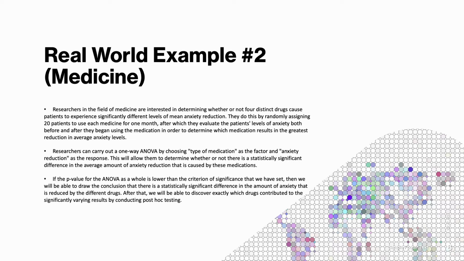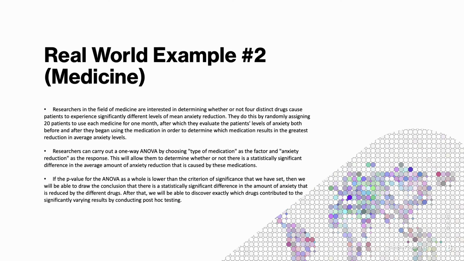When doing a one-way Anova, researchers should select kind of drug as the factor and anxiety decrease as the response. They will be able to assess, as a result of this, whether or not there is a difference that can be considered statistically significant in the typical amount of anxiety reduction that can be attributed to the usage of these medications. If the p-value for the Anova as a whole is lower than the criterion of significance that we have set, then we will be able to draw the conclusion that there is a statistically significant difference in the amount of anxiety that is reduced by the various drugs.